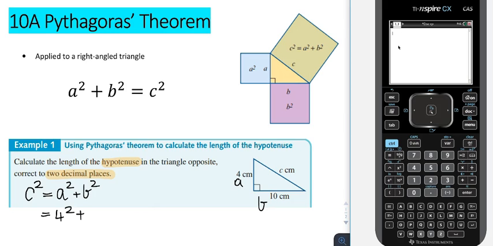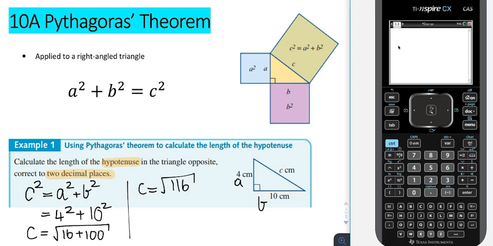So I know that this is equal to 4 squared plus 10 squared. And then take the square root of both sides, which would remove this to C. And because I want 2 decimal places, this is a calculation I can do in the calculator with the decimals, so that gives me 10.77 as my result. This has units, so you do need to use that centimeters.